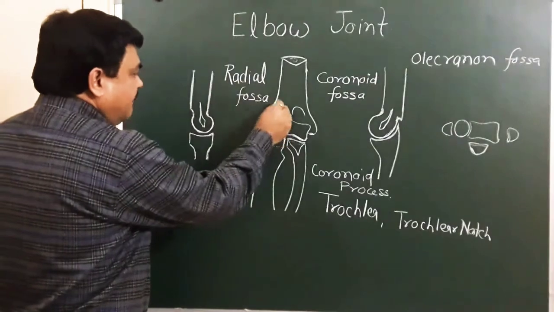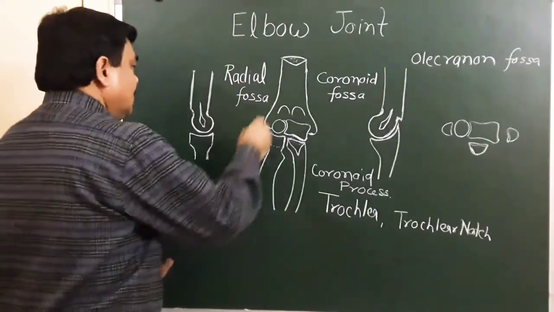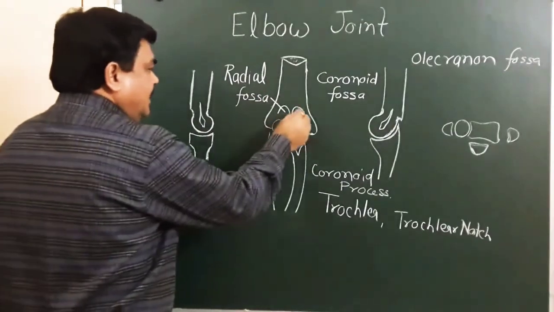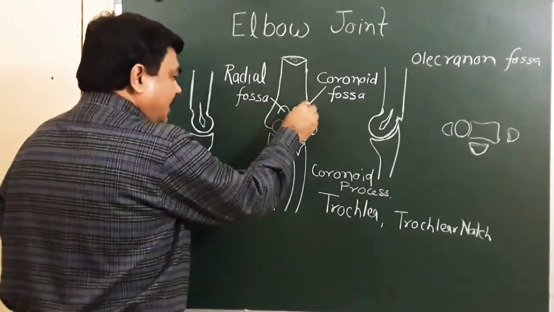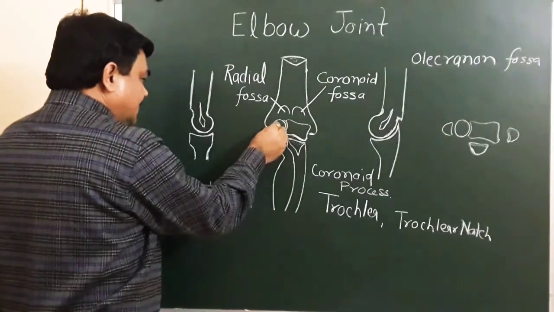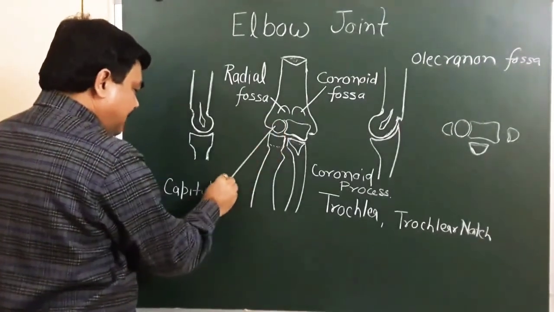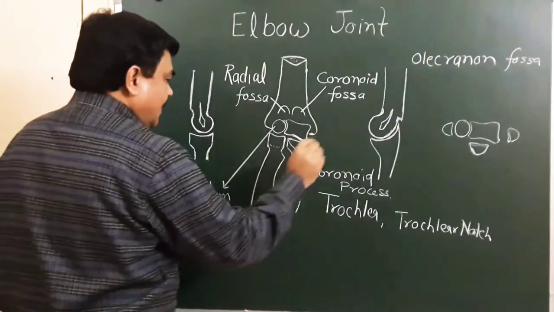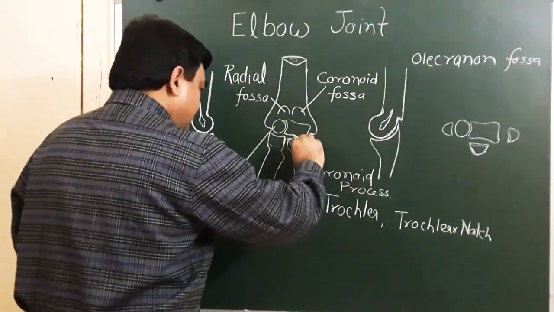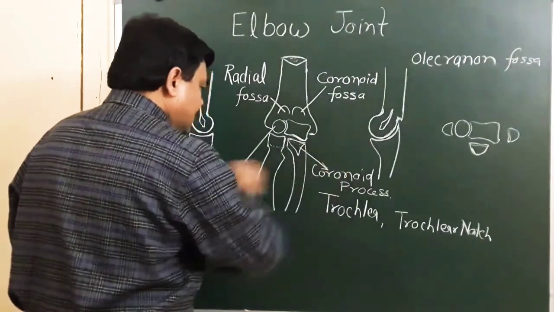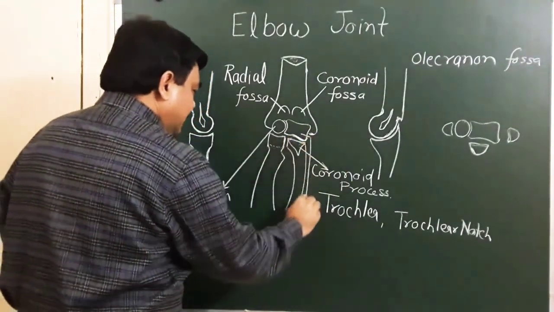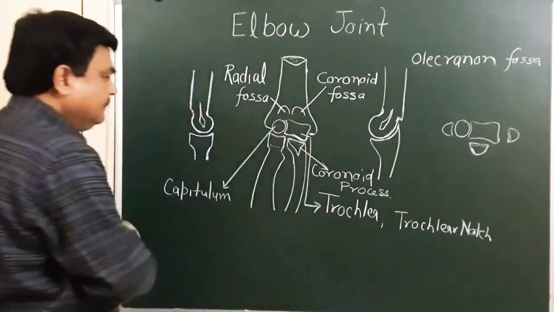This is the radial fossa. Here is the coronoid fossa. This is the capitulum. And here is the coronoid process. And this is the trochlea.